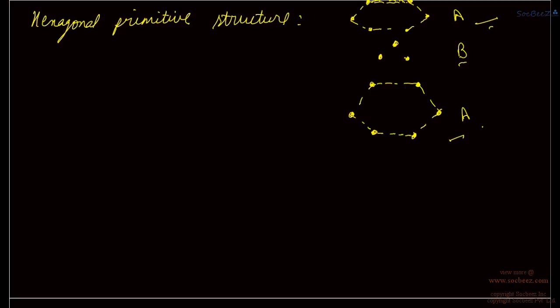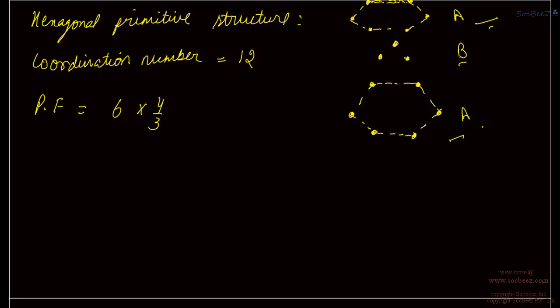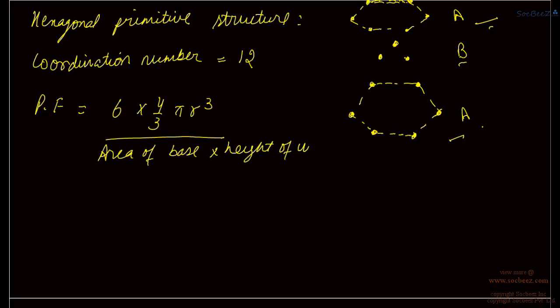Now, the coordination number of each atom is 12. In this case, the coordination number of each atom equals 12. The fraction of volume of unit cell occupied by atoms, or packing fraction, equals 6, since 6 atoms are there in one unit cell, into 4 upon 3 pi r cubed, upon area of base into height of unit cell.